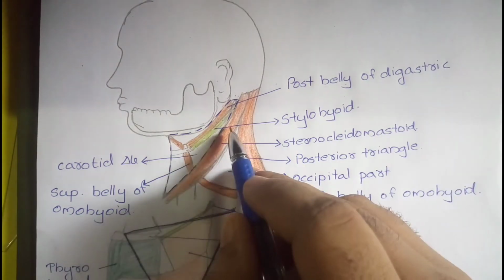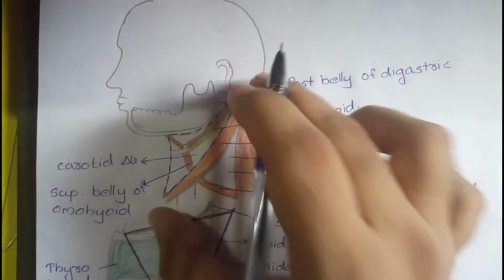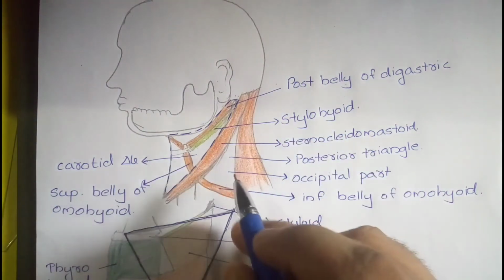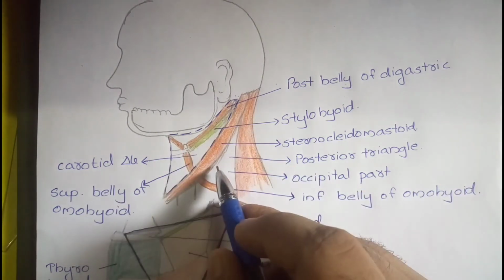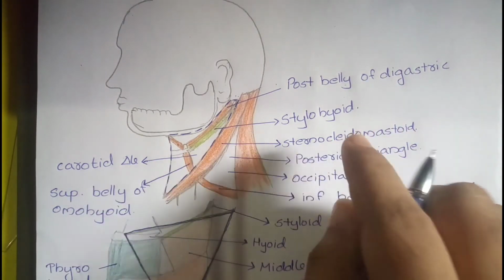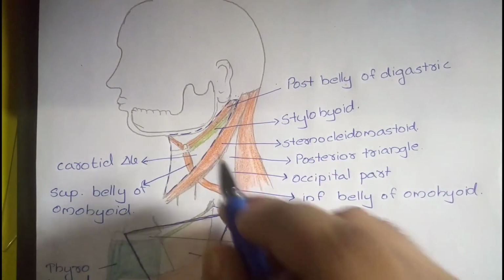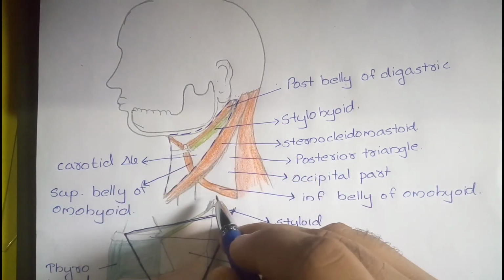And this will be, as always, the sternocleidomastoid, because the sternocleidomastoid has very great importance in the neck region. So you should remember the sternocleidomastoid, and I will be doing a special class on this topic. For the time being, we will only look into the carotid triangle.